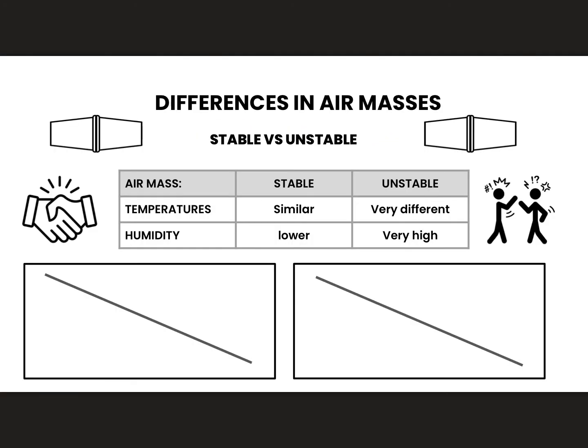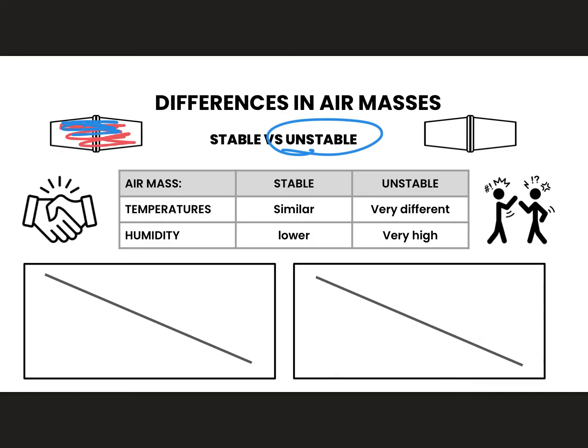One of the other ingredients for a thunderstorm to form is that it has to form in unstable air. So what's the difference between stable and unstable air masses? Well, if an air mass is stable, then its temperatures are going to be similar and its humidity is going to be less. In unstable air masses, the temperatures are going to be very different and the humidity is going to be very high. We actually took a look at this when we watched the video on the demonstration with the cups with the different colored water.